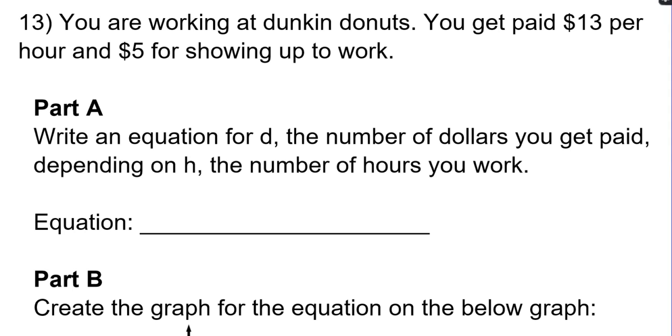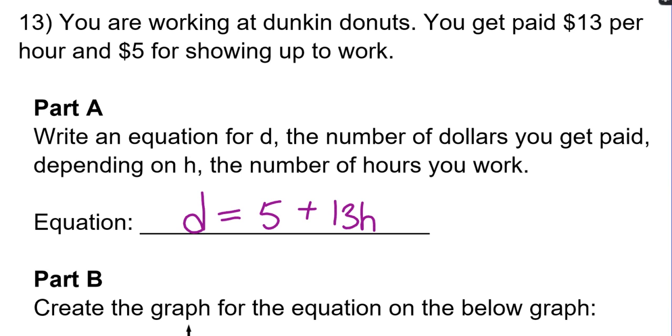Write an equation for D, the number of dollars you get paid depending on H, the number of hours you work. So we're going to say D, total number of dollars, is equal to, well, that $5 that you get just because you came to work, plus your rate of 13 that gets multiplied by however many hours you work, right? You work 1 hour, then we multiply 13 by 1. You work 2 hours, we put in 2 for the number of hours, we multiply that by 13. You work 4 hours, we multiply 13 by 4. Okay, so that's why 13 gets connected to the variable which represents the number of hours.